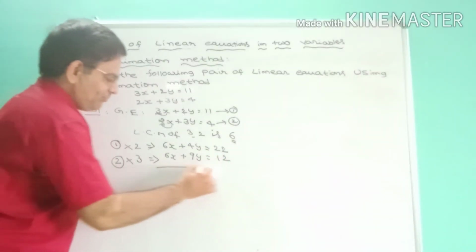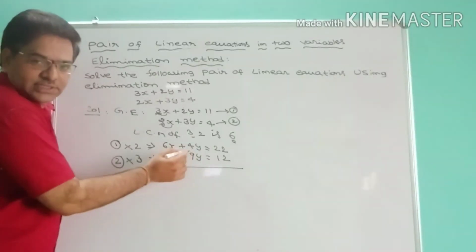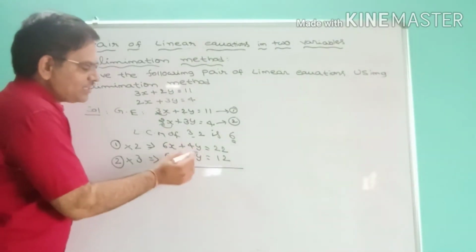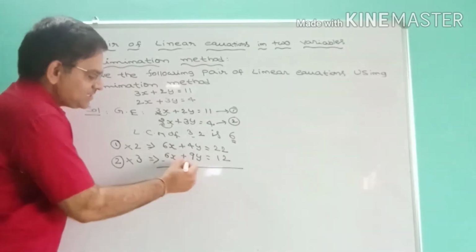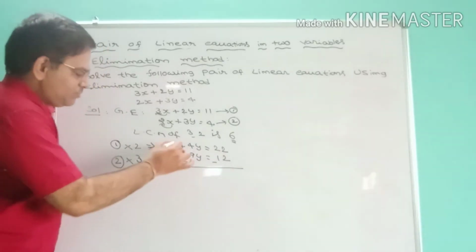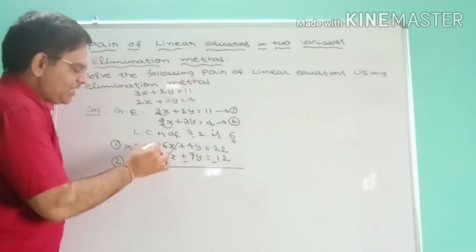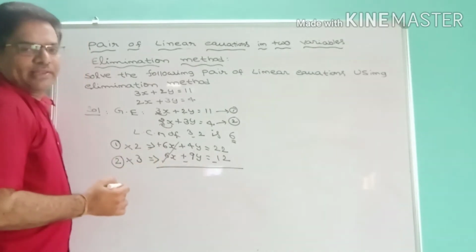Now, subtraction: as you learned in previous classes, in subtraction the sign changes. These both values will be cancelled. Why? Because this is positive and this will be negative.